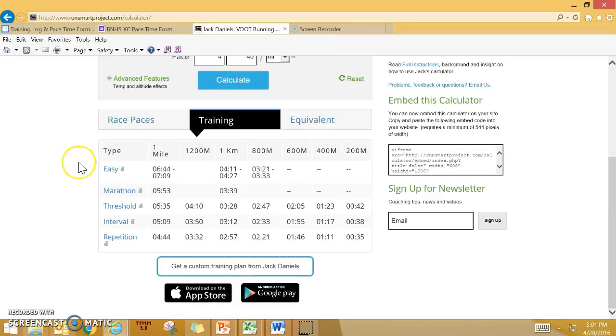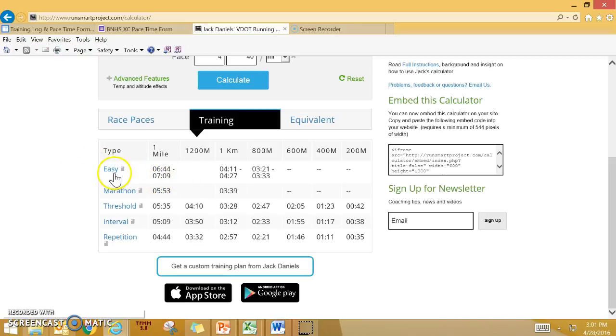Now, we do 2 types of easy runs. Long run, well, long run and EPR are the same thing, so really 3 types. Long run and EPR are the same pace, and then our recovery run. Anytime you're doing your long run or your EPR, we want to be at this first time that's listed with easy paces. For the recovery run, we want to use the second time, 7:09 for this person.